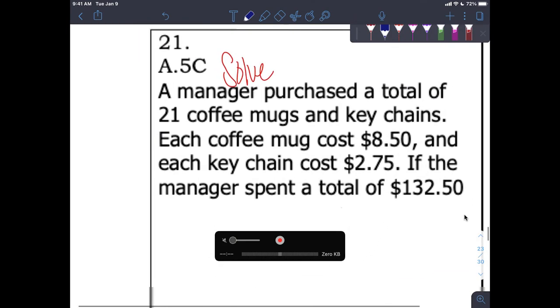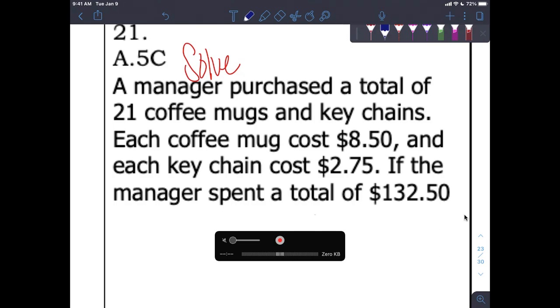All right, let's look at another one. Here it says a manager purchased a total of 21 coffee mugs and keychains. Each coffee mug costs $8.50. Each keychain costs $2.75. If the manager spent a total of $132.50, how many of each did he buy? So, that's a lot of information there.